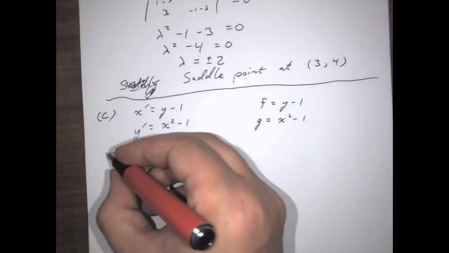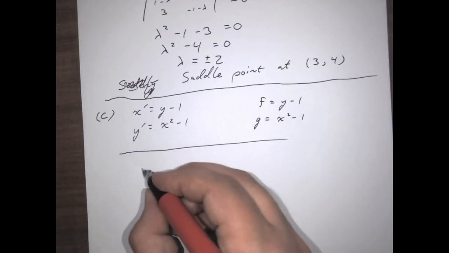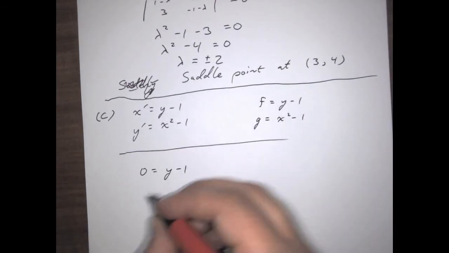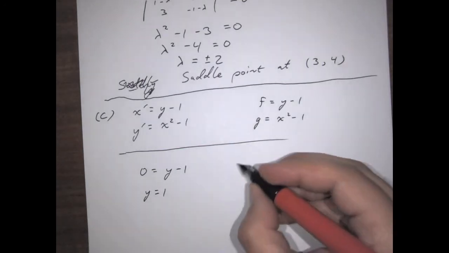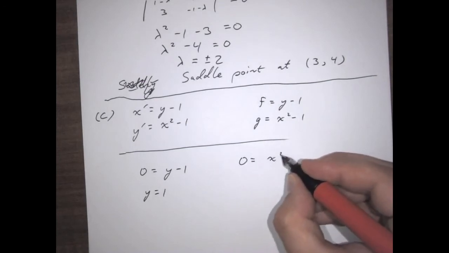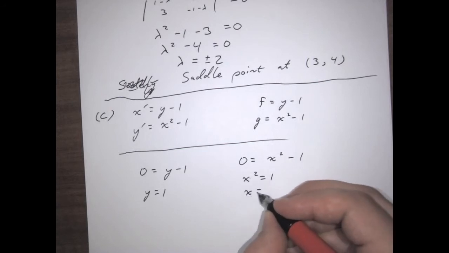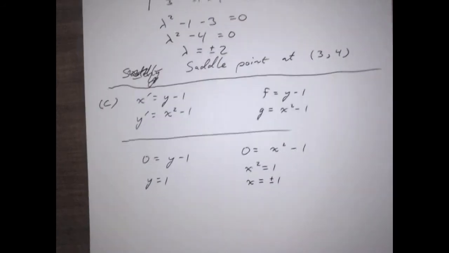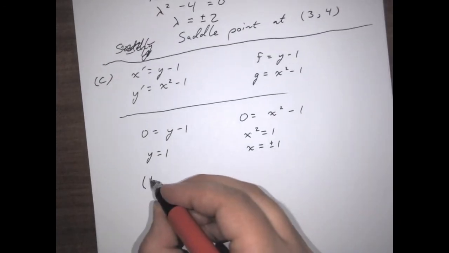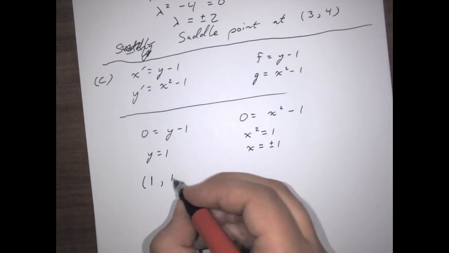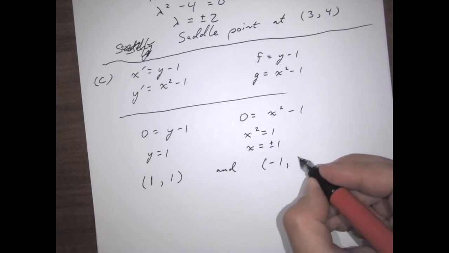Now, let's figure out what there is to figure out. First off, if 0 equals y minus 1, then I already know that y equals 1. And if 0 equals x squared minus 1, then that means x squared equals 1, which means x equals plus or minus 1. So that's going to give me two different critical numbers. It's going to be 1, 1, and negative 1, 1.